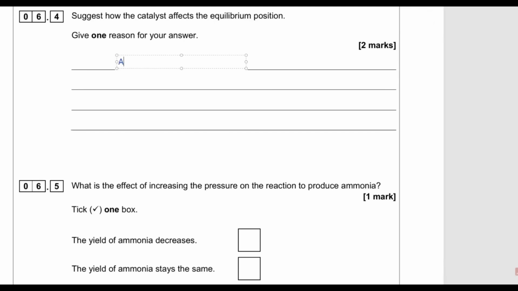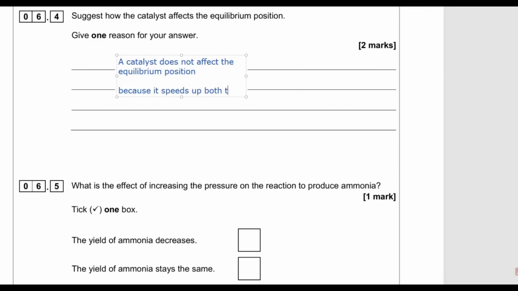Right, suggest how the catalyst affects the equilibrium position. Right, a catalyst does not have an effect on equilibrium position. A catalyst purely speeds up the amount of time it takes to reach equilibrium by speeding up the forward and backward reaction by the same amount.